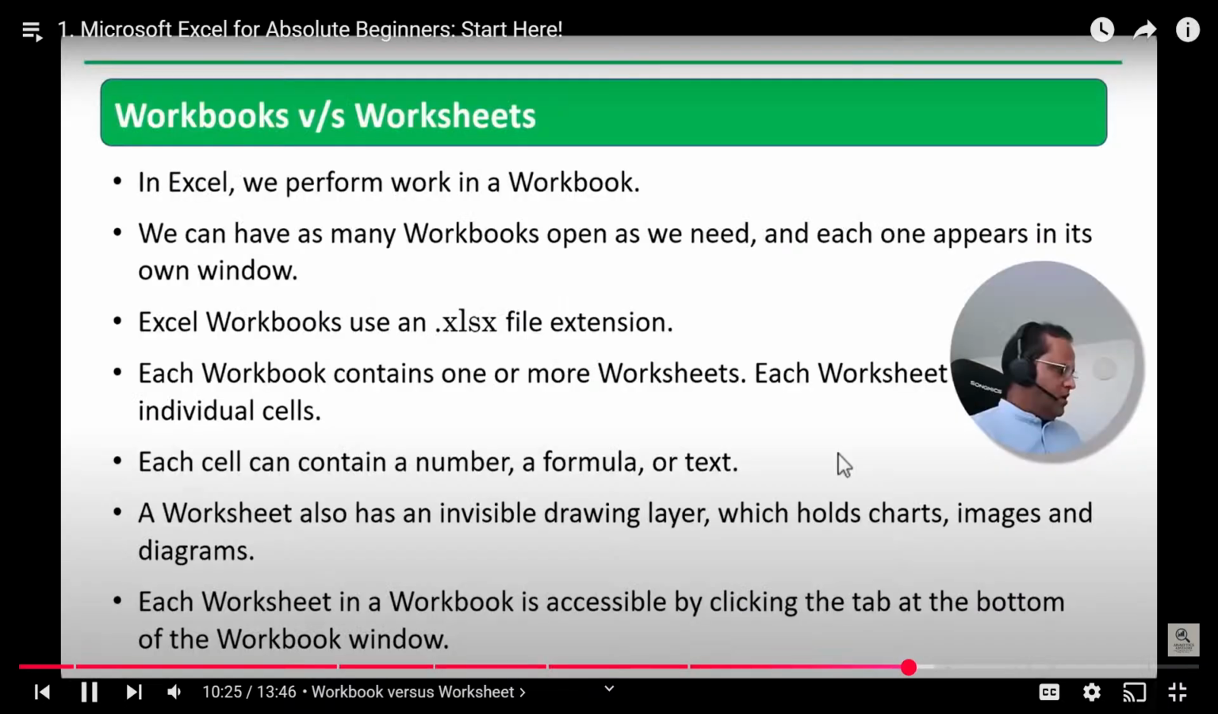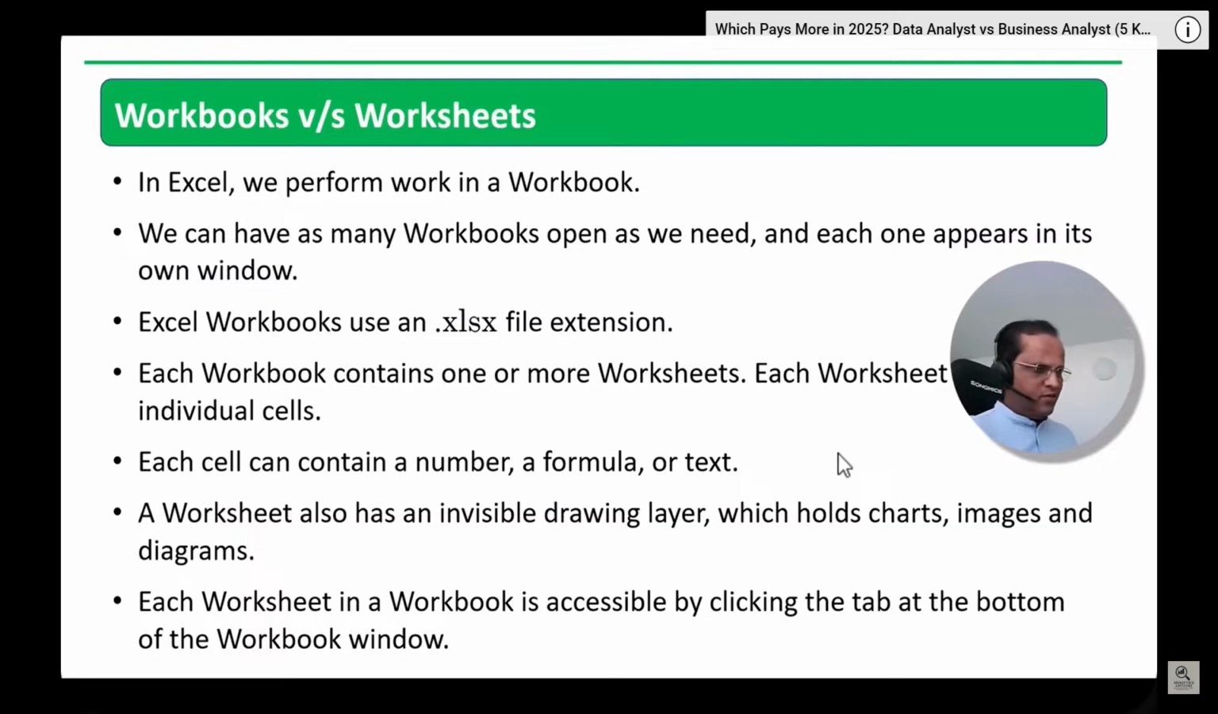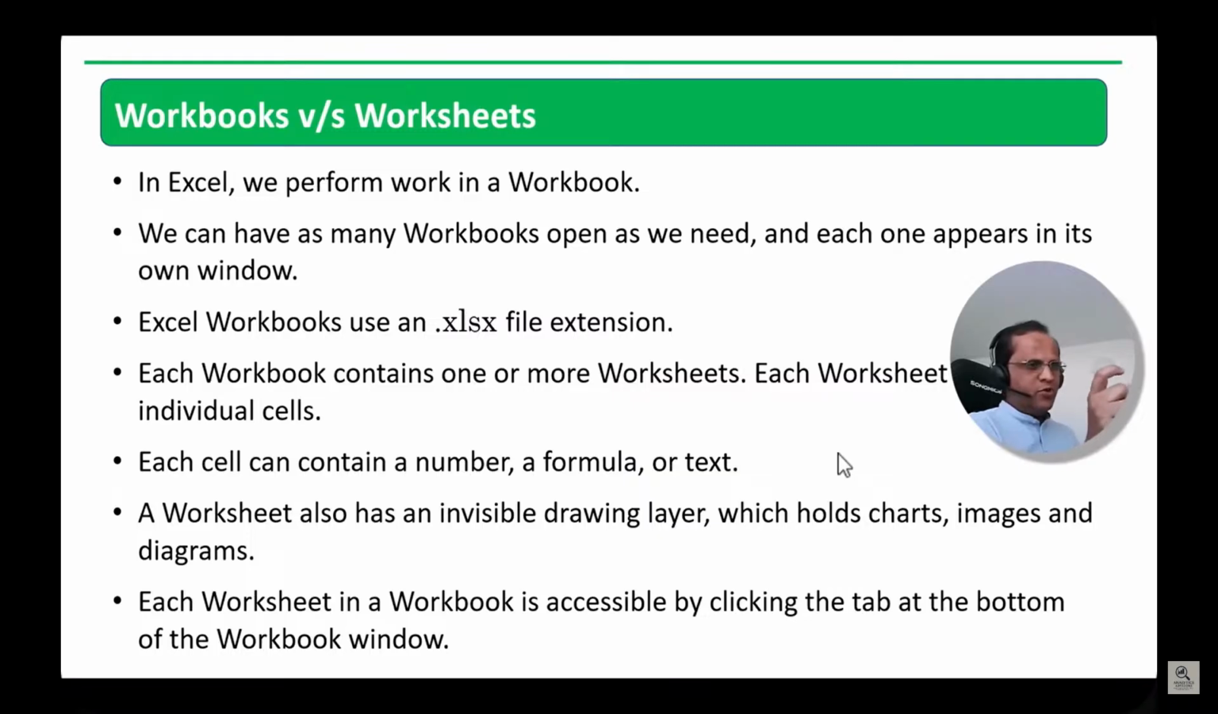Now, each worksheet in the workbook is accessible by clicking the tab at the bottom of the workbook. We'll also see practically what I mean by these two things. As you must have seen in Excel, at the bottom area we have Sheet 1, Sheet 2, Sheet 3, etc. So we can click on the various tabs at the bottom of the workbook, and then I can go from Sheet 1 to Sheet 2 to Sheet 3 and so on. So this is the brief idea about workbooks and worksheets.